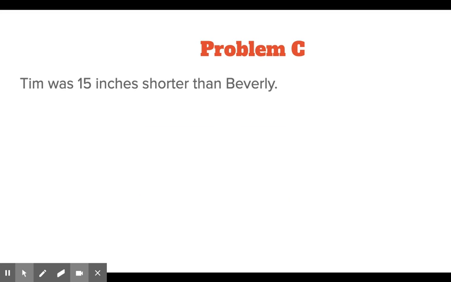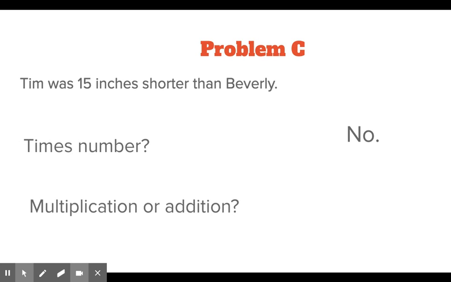Problem C. Tim was 15 inches shorter than Beverly. Tim was 15 inches shorter than Beverly. Is there a times number in that? Uh-oh. I said, is there a times number? Is there a multiplication or addition number? So I apologize. That was my fault.